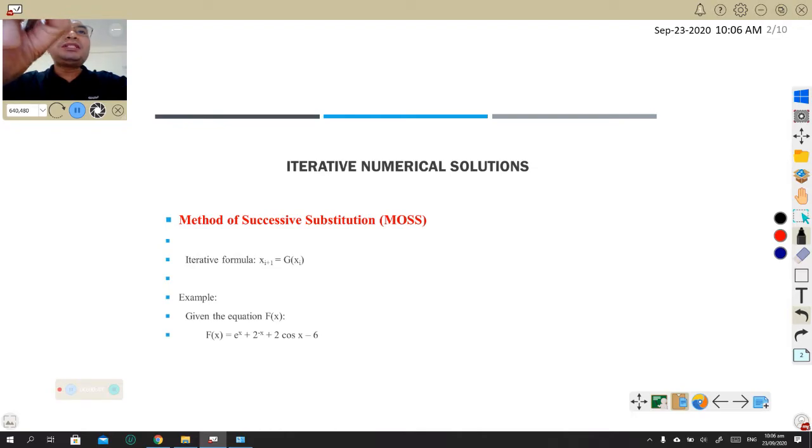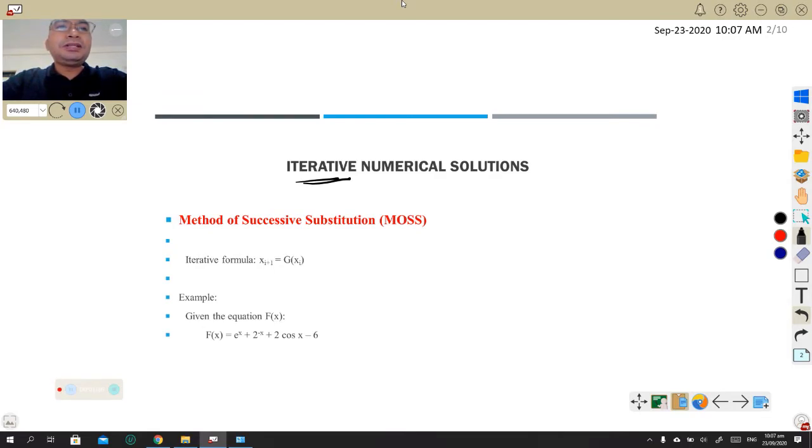By the way, when we say iterative, it means that solving for the root requires a repeated method of solving the equation. To fully understand the method of successive substitution, we will be illustrating it through the example below.